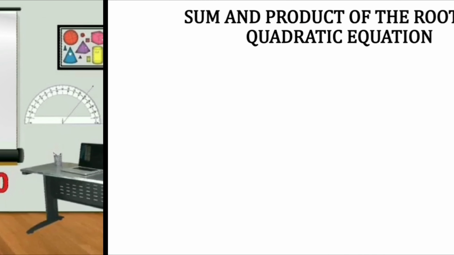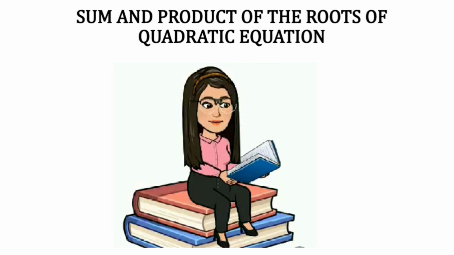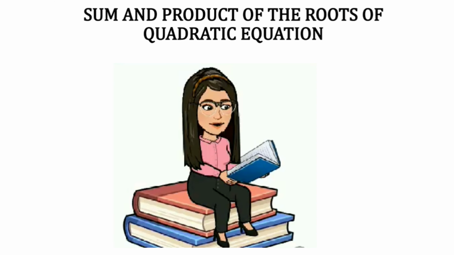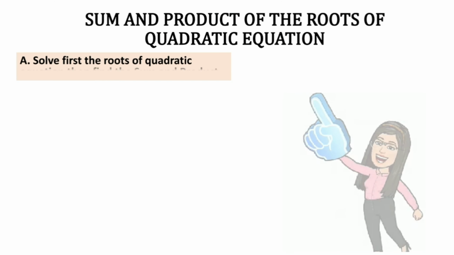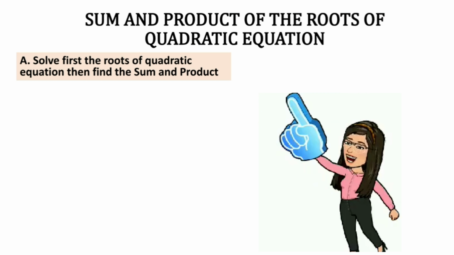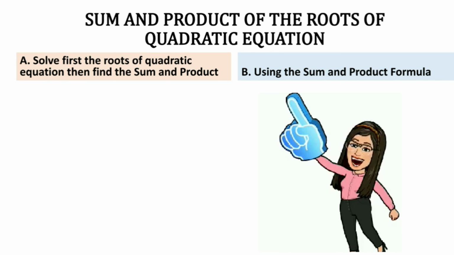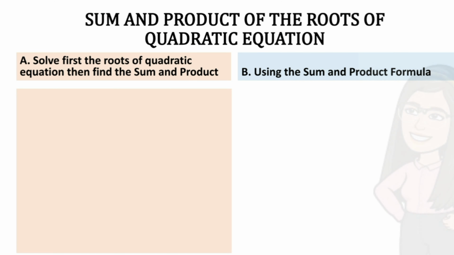So, let's start! When we say sum, it is the result or answer we get on adding two or more numbers, while product refers to the result in multiplication. Now, there are two different ways to get the sum and product of the roots. First, we need to solve for the roots of quadratic equation, pagkatapos saka naman hahanapin ang sum and product. And the second one is by using the sum and product formula. Now, let's try the first one.